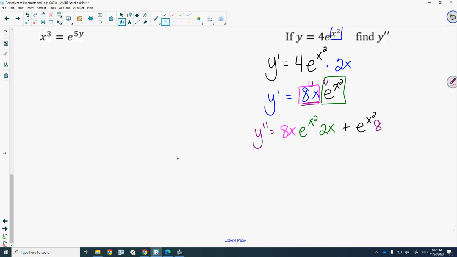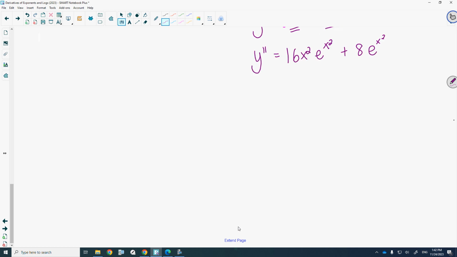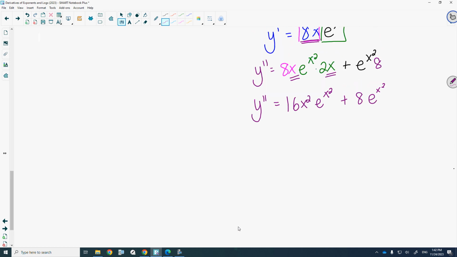This is the second derivative. Second derivative is equal to 16x times x gives you x squared, e to the x squared, plus 8e to the x squared. And then from here, I could clean this up, and I could factor out an 8e to the x squared. If I factor that out, I will get 8e to the x squared times 2x squared plus 1.